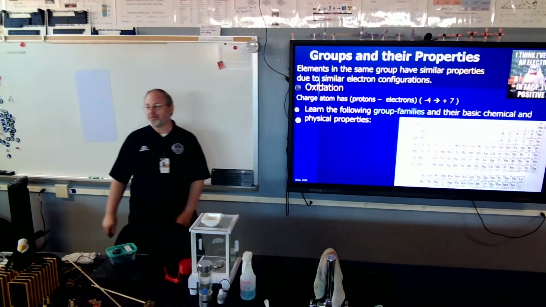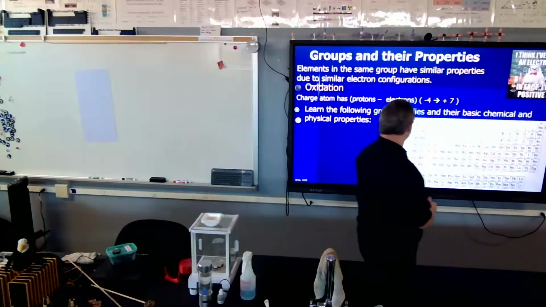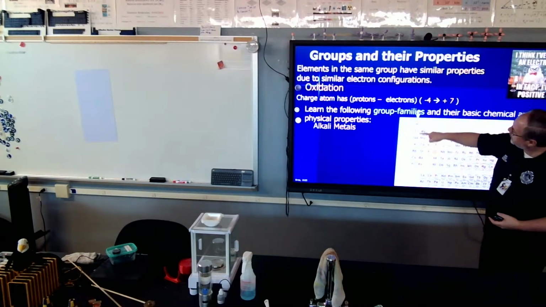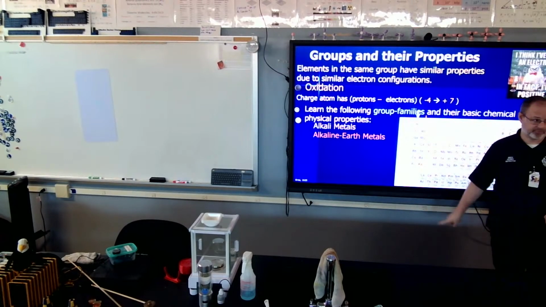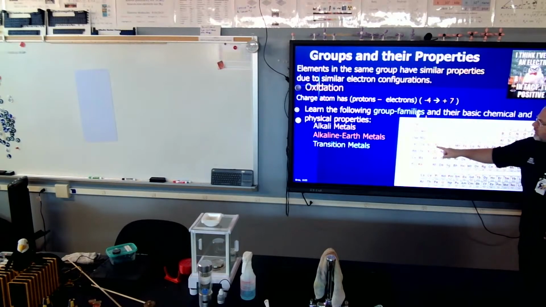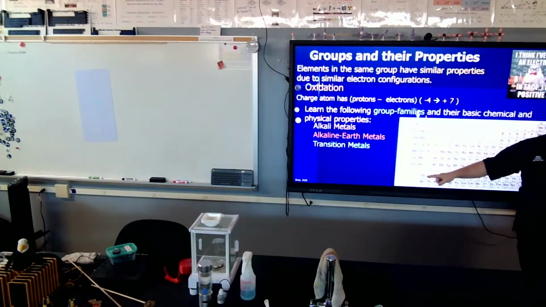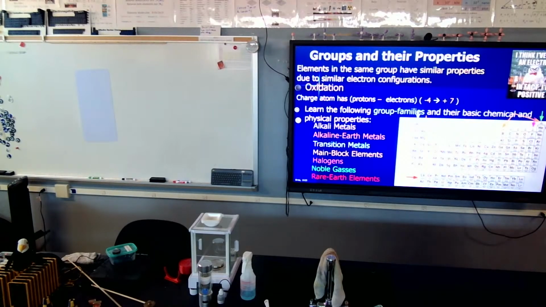Okay, so the basic groups. We're going to look at each group in detail in a second, so I'm going to go through pretty fast. The first group is the alkali metals, group 1. Then the alkaline earth metals, also in the s block, group 2. This whole d block is called the transition metals. The whole p block is called the main block, or sometimes main group. Group 17 is called the halogens. Group 18 is the noble gases. And then the entire f block is called the rare earth elements.